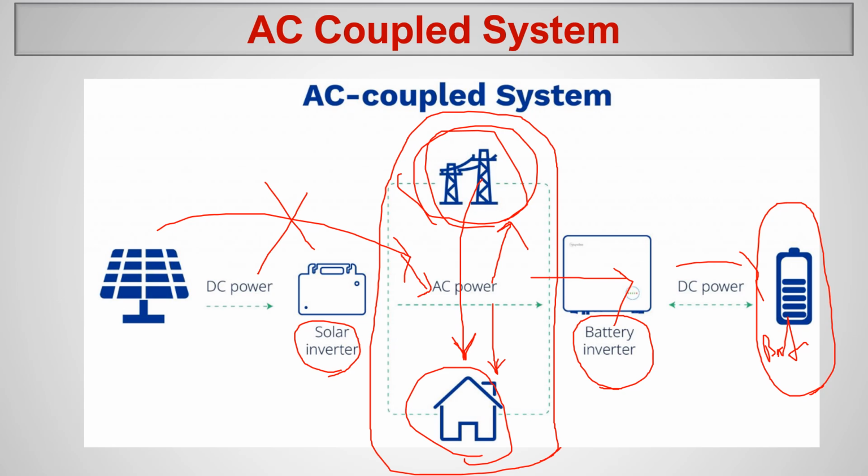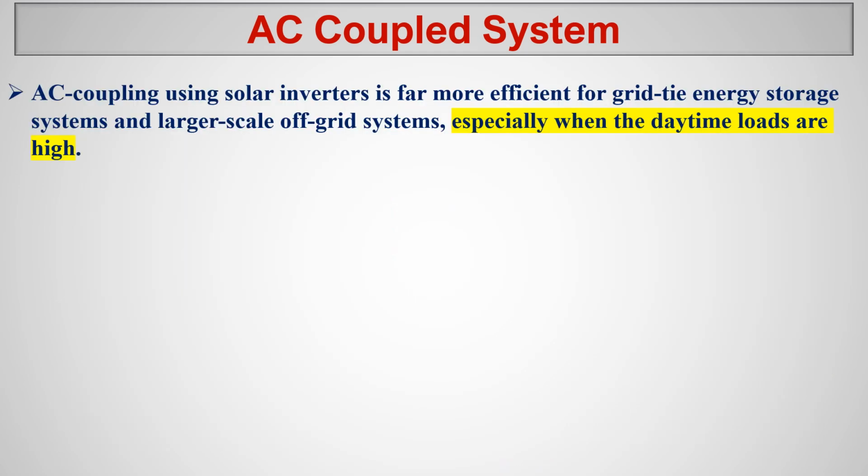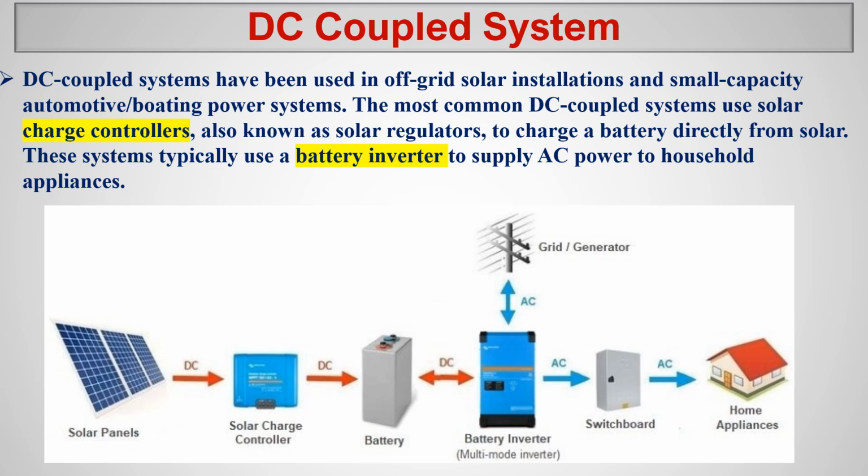If you still have excess after doing all these things, export, import, you can store it in the battery. So this is the most efficient for the AC coupled system. And AC coupling using a solar inverter is far more efficient for grid-tie energy storage systems, especially when daytime loads are very high. As I said, for factories or any industries, daytime loads are very high. When the daytime loads are very high, it's better to have an AC coupled system.